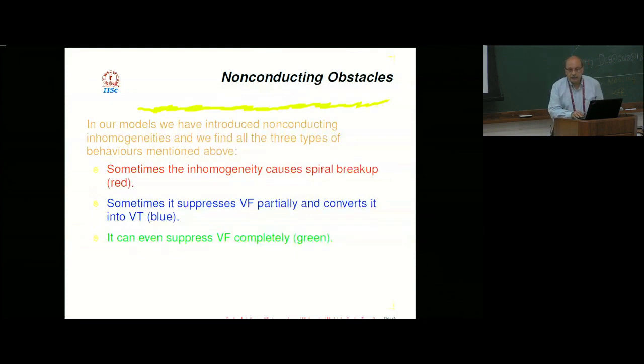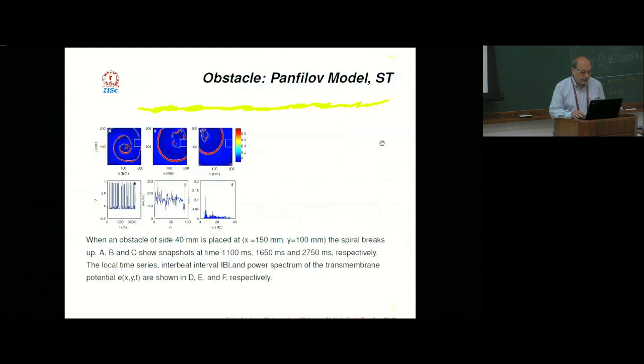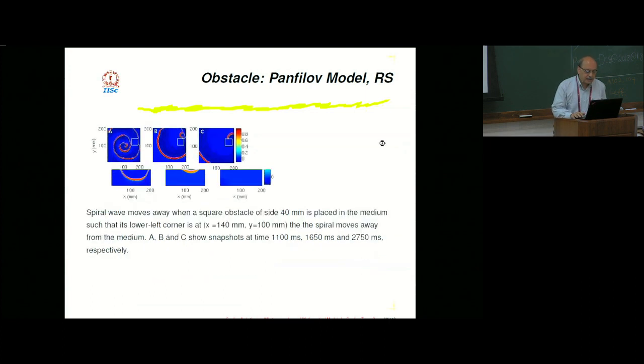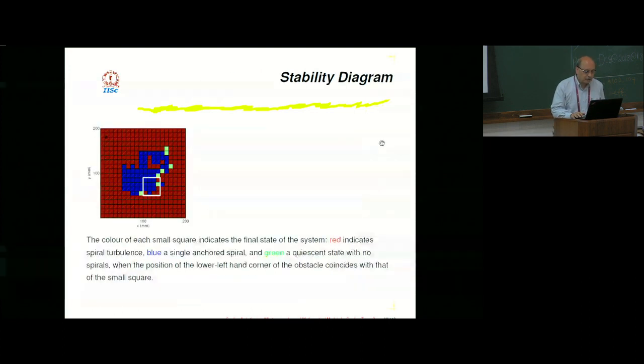And we showed by extensive simulations that whether you get suppression or not depends very sensitively on the position of the inhomogeneity. It is, if you like, a spatial analog of the sensitive dependence on initial conditions. There is sensitive dependence on the position of the obstacle. Okay? These pictures, which I'm not going through in detail, show you that.